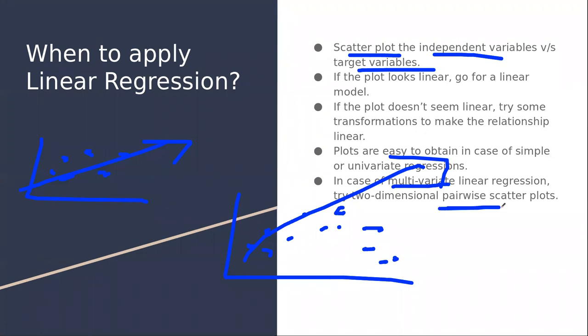Pairwise plot. There's a function in the seaborn library, sns.pairplot, that plots every variable against every other variable. So what you need to do is plot a pair plot and get the plots done.